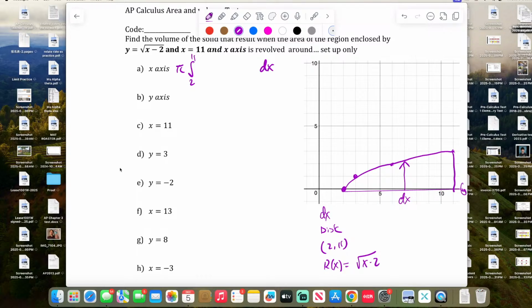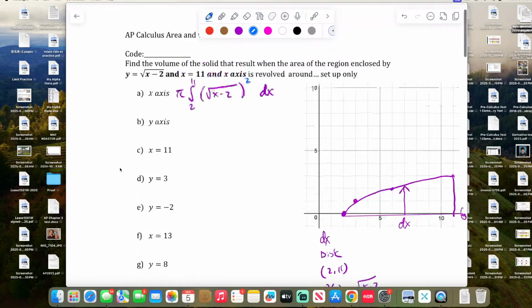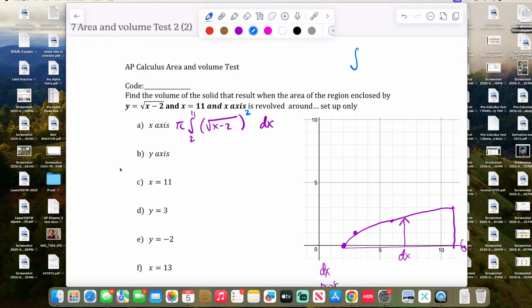So for every question, I'm going to ask myself those four questions: is it dx, disk or washer, what is the boundary, and what is the function. And then I'll just write it in. And the square root of x minus 2. But some people always forget the square there, because it's r squared. The idea is you get it from pi r squared, the area of a circle. You just accumulate all the disks from one point to the other. Is that okay for the first one?